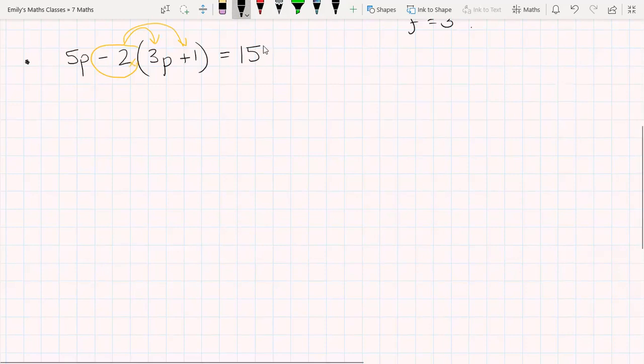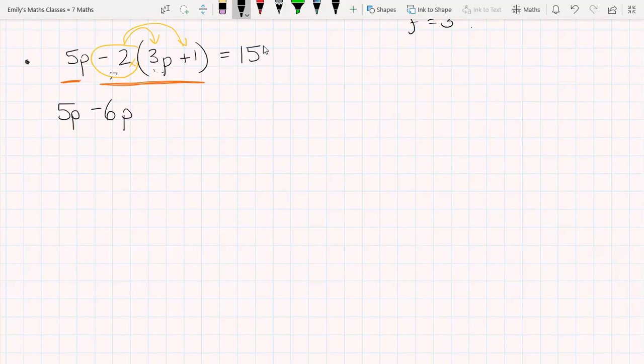Remember what I said before: this here is what I want to expand, and it's got nothing to do with the 5p sitting at the front, it's just sitting there. So when we expand the bracket, we can't forget the 5p, it's going to stay there for the moment. Now we have to go minus 2 times 3p. Minus 2 times 3 is minus 6, and we need the p. Now we need to do minus 2 times minus 1. That's plus 2, so minus 6p plus 2 equals 15.